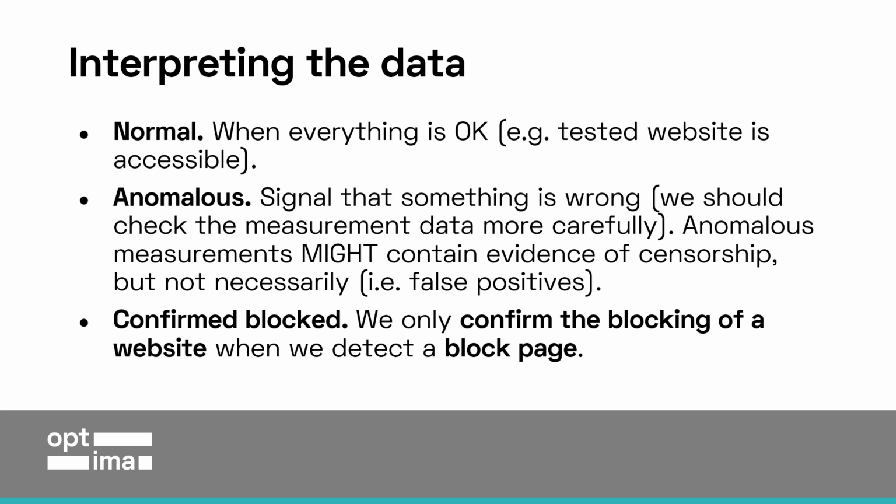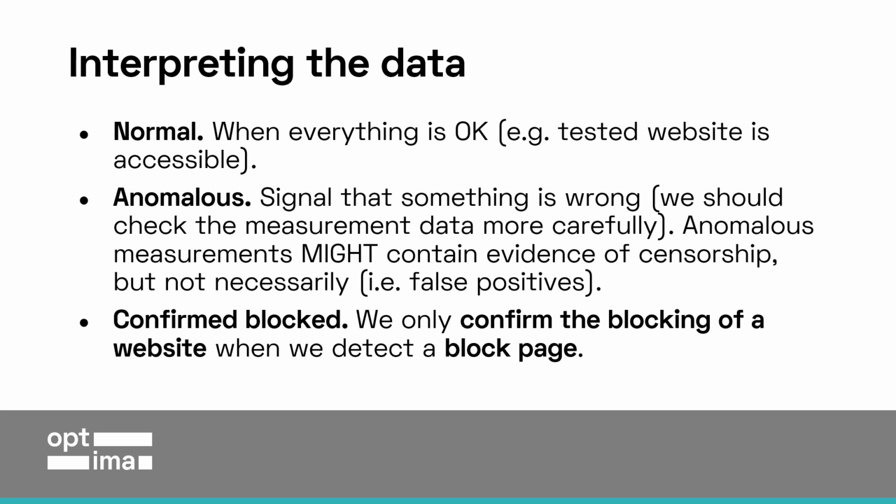So in these cases, in order to determine if it is in fact blocked, that requires looking at the raw measurement data in order to inspect it and determine whether it looks like a true case of blocking or not. And these cases basically require manual data analysis in order to manually determine if it is blocked or not. So these cases we flag as anomalies.